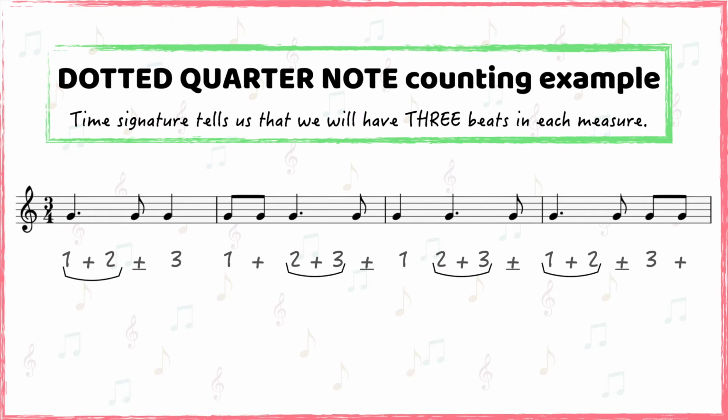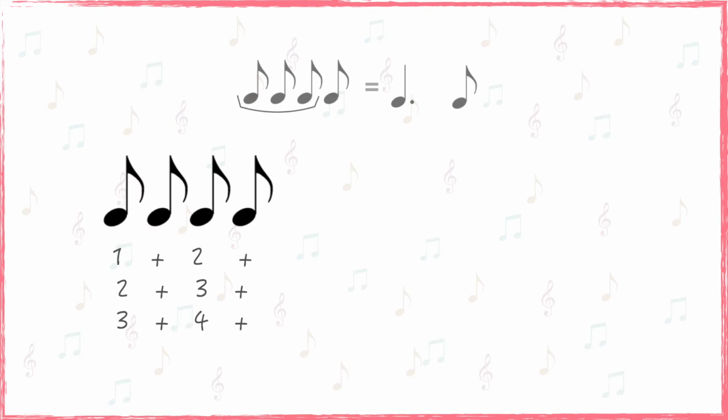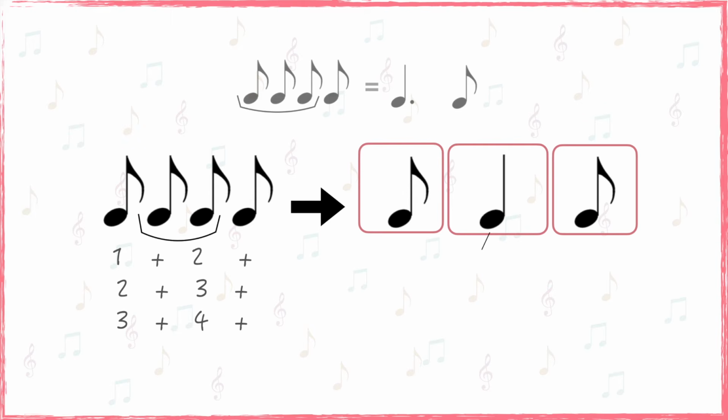Great work! Let's move on. Do you remember how we grouped 3 eighth notes for the dotted quarter note? Well, there is another way to group eighth notes. We can group the 2 eighth notes in the middle. We can rewrite that in another way, with a single eighth note, a quarter note, and another single eighth note. Therefore, when counting this rhythmic pattern, we do it this way.